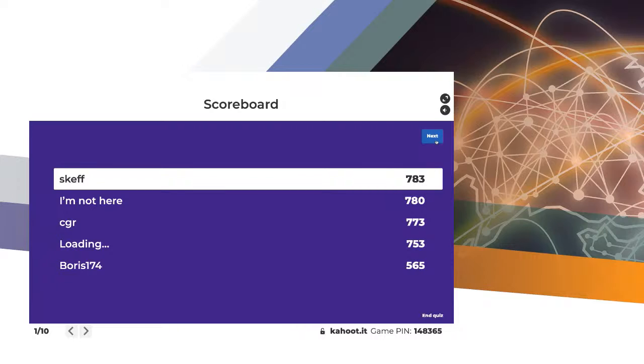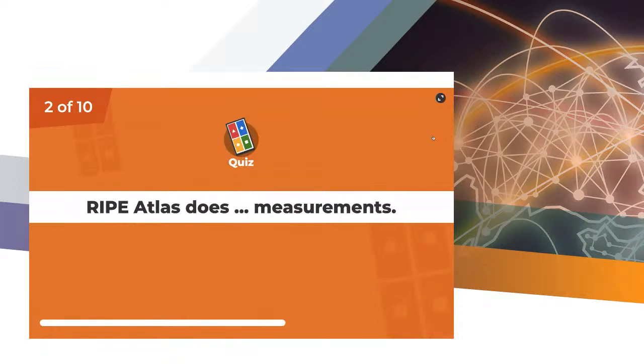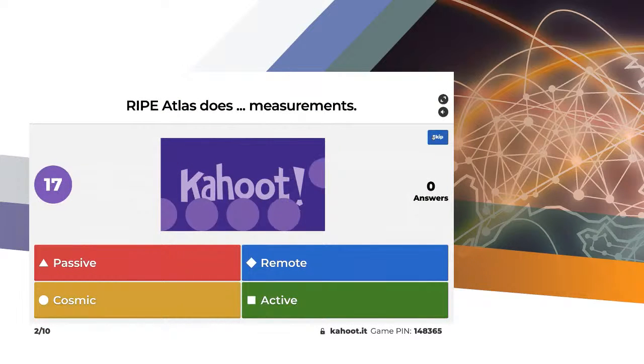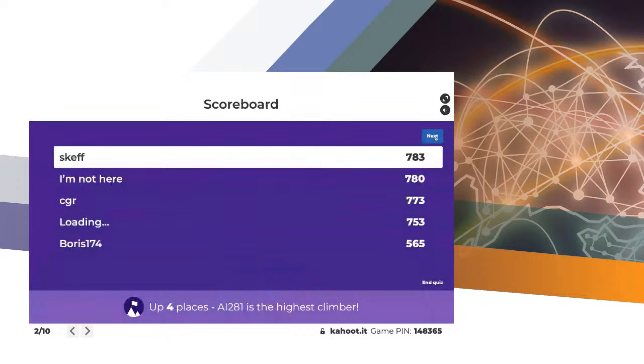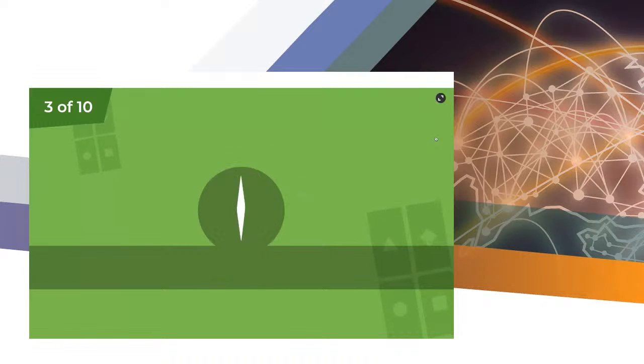On to our next question. We have Skef at the front, CGR, and Boris 174. Very well. Ripe Atlas does what kind of measurements? Is it passive? Is it remote? Is it active or is it cosmic? Probably cosmic. Cosmic measurements. How far is that star? If you don't know, press any button. It's all the same. And we have the right answer, which is active measurements. We have CGR taking the lead, Boris 174, RK93, Sergey M, and Ilya. Very well done, guys.